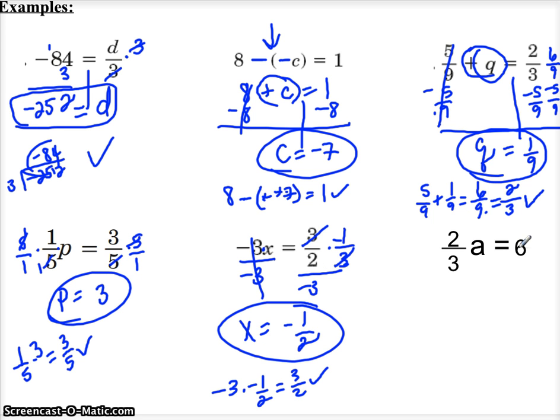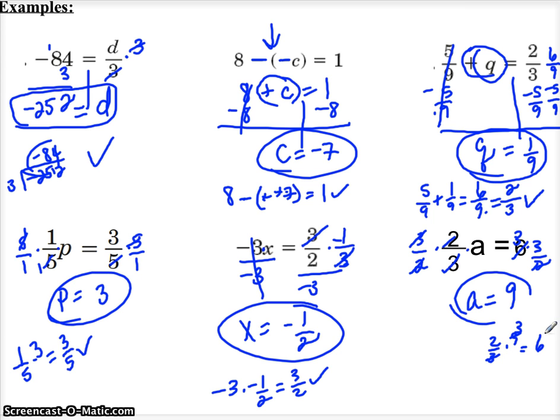Here, 2/3 times a equals 6. Again, you could divide by the fraction, but instead of dividing by a fraction, it's easier to multiply by the reciprocal. So multiply both sides times 3/2. 3's cancel, 2's cancel, you get a equals 2 goes into 6 3 times, 3 times 3 is 9. So you get a equals 9. To check that, 2/3 times 9, 3 goes into 9 3 times, 2 times 3 is 6, so that does check.